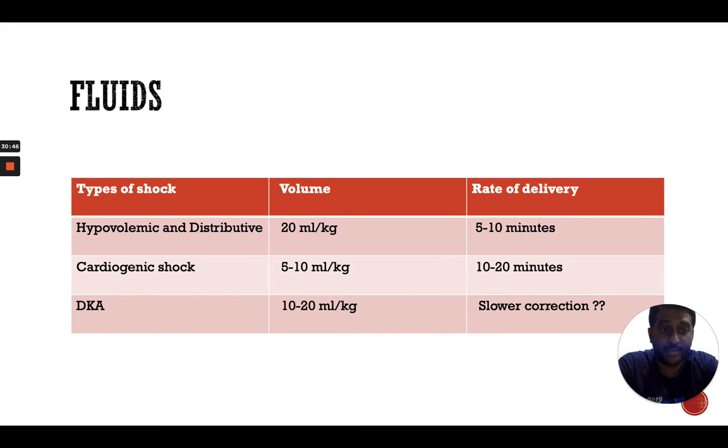Fluids. Hypotension needs to be treated with fluids. For hypovolemic and distributive shock, the recommended dosage is 20 ml per kg. It can be given over 5 to 10 minutes. In cardiogenic shock, you give lower volume and slower. DKA, again, 10 to 20 ml per kg can be given. There's no real consensus on how slow or how fast it needs to be given in DKA, because of anticipated cerebral edema with over rapid correction.